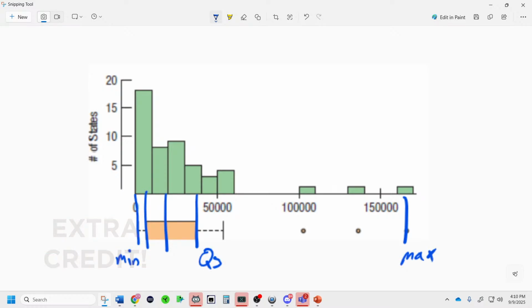So how much data is in this yellow area right there? How much data is in this blue area right here? How much data is in the yellow and how much data is in the blue?